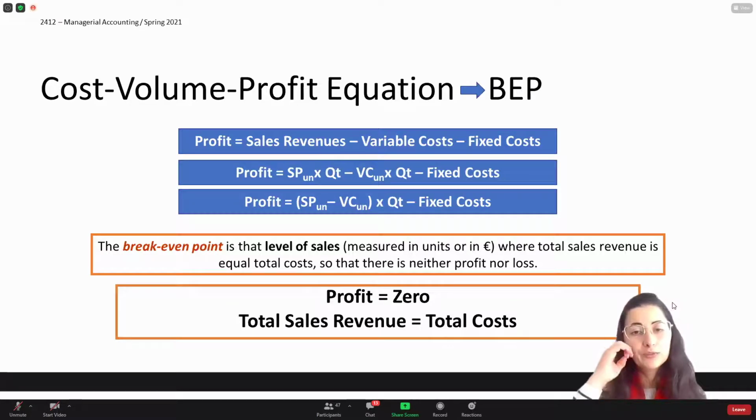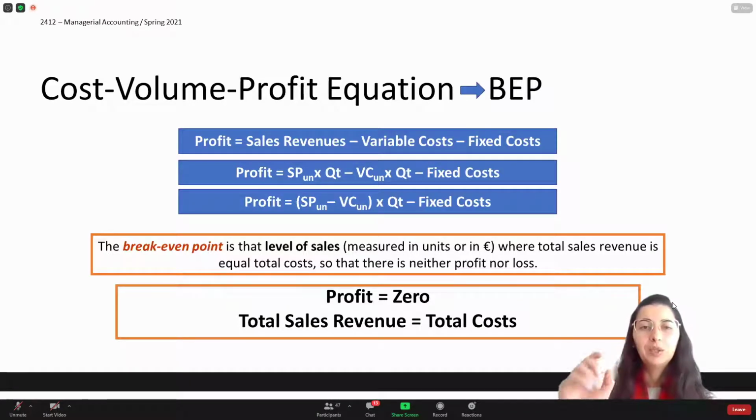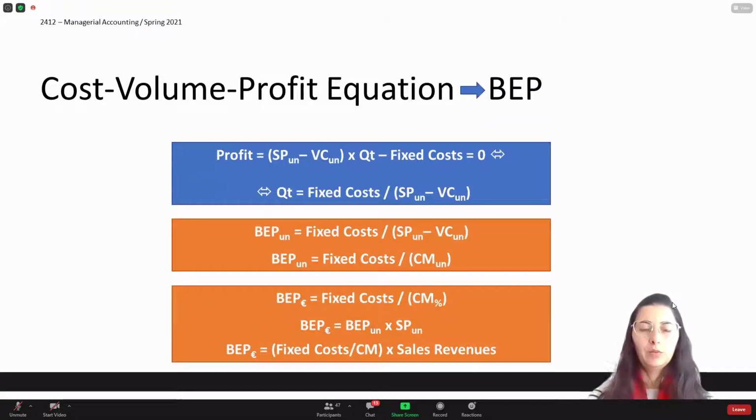It is that level of sales which we can measure either in units or in monetary values, in euros, for instance, in which the sales revenues is equal to the total costs. So there is no profit and there's no loss. Profit is equal to 0. So we can derive, and we have here the formula. We make the profit equal to 0, and we work around the formula.